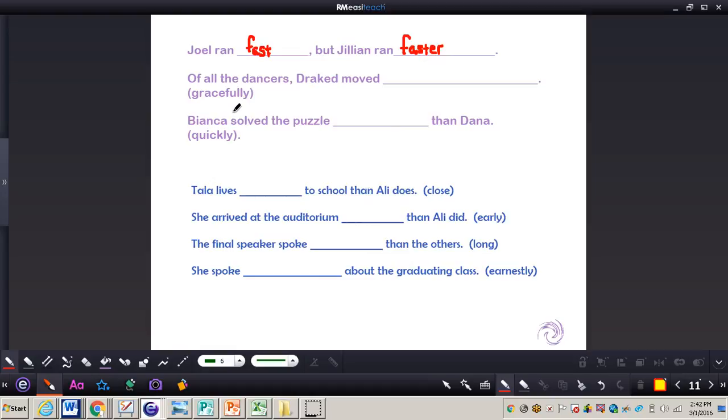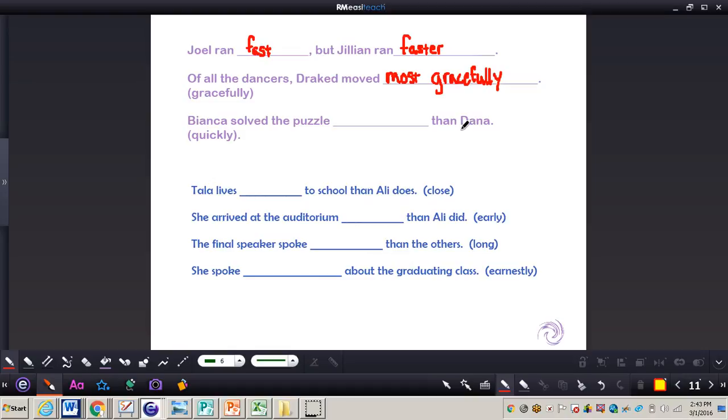It says, of all the dancers, Drake moved, and we can see most gracefully. And we would not have gracefully est, okay, because remember, whenever there's a longer word, you do add more, most, and so on in front of the word. So most gracefully. This is an example of a superlative because it's comparing more than two.